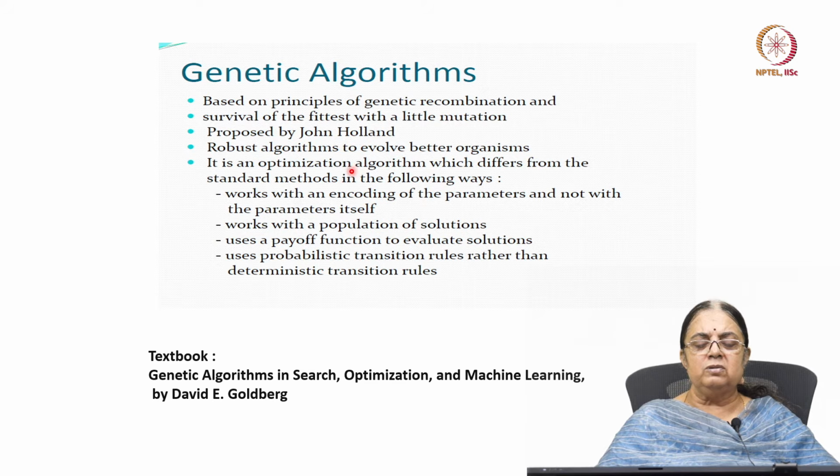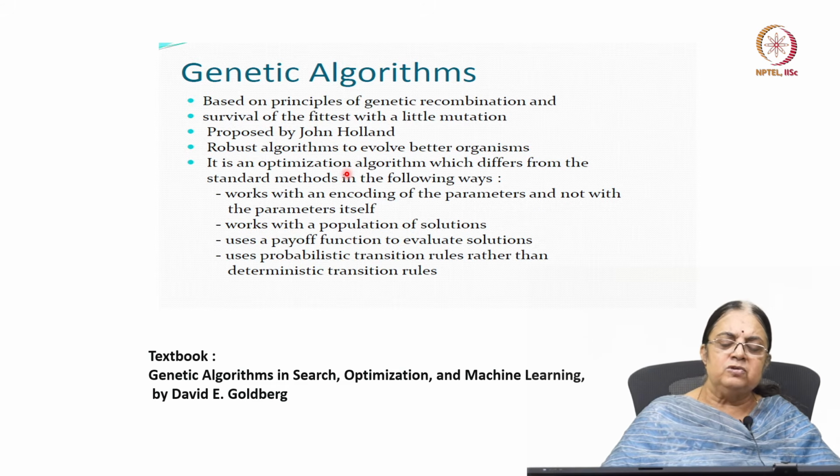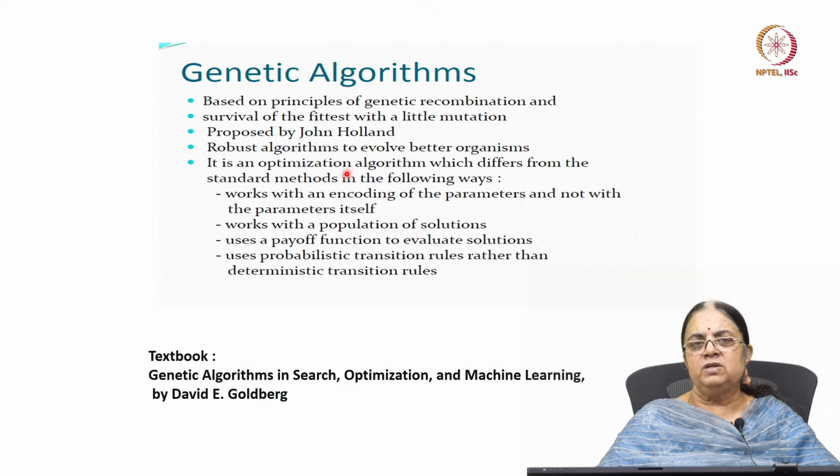So it's very good for things like optimization algorithms, because in optimization you have something which you want to minimize or maximize. That is the fitness which you are looking at. So in what way does it differ from the standard methods? We have a lot of standard methods of optimization. In what way does this differ from that? You work with an encoding of the parameters and not with the parameters themselves.